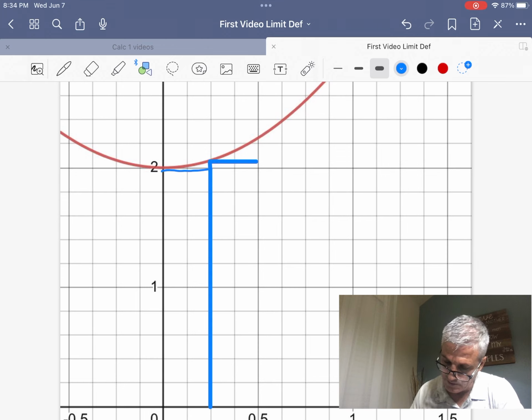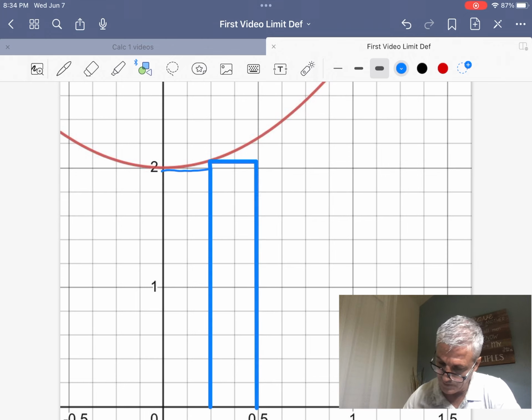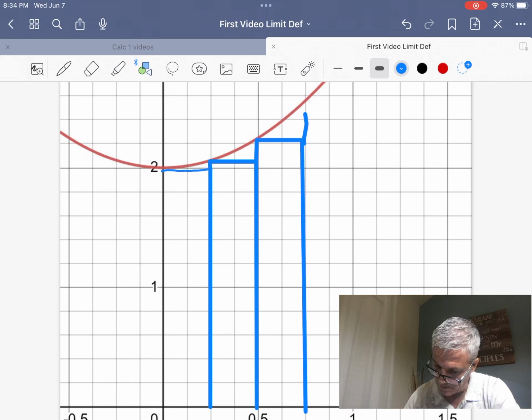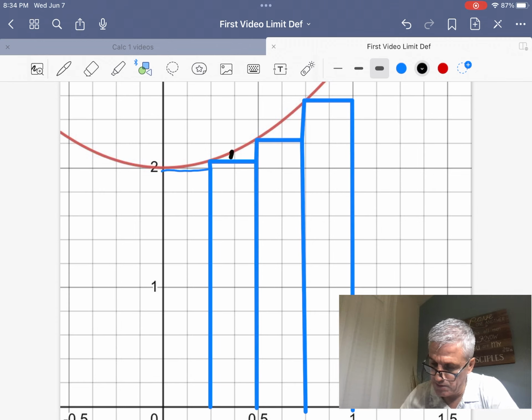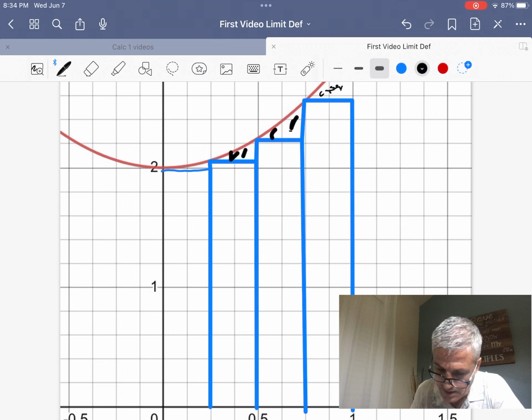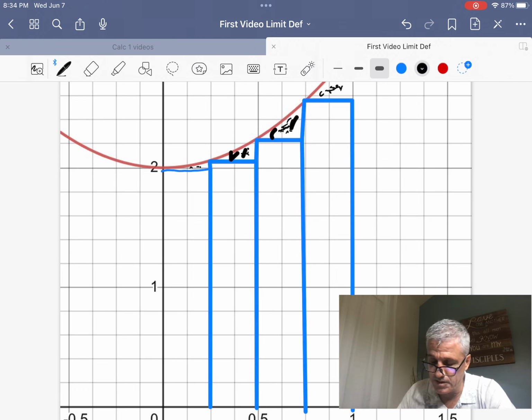And the second rectangle would be this one right here. The third rectangle would be this one here. And then the fourth rectangle would be this one here. And you will note that this is going to be an underestimate. If we think about what's happened here, there's this little bit of area here that is not being captured by our rectangles, and so this is going to be an underestimate.